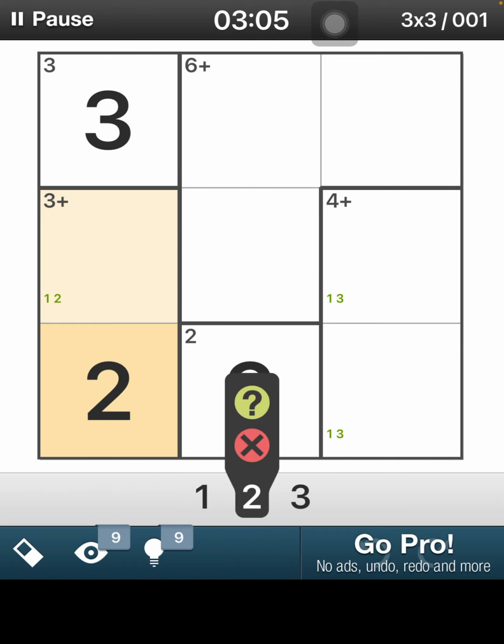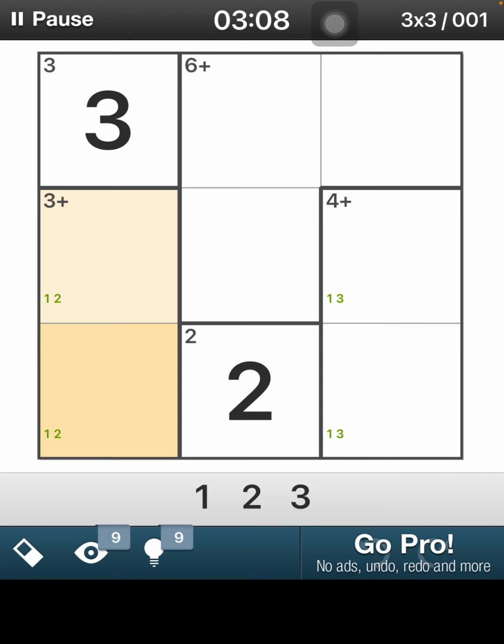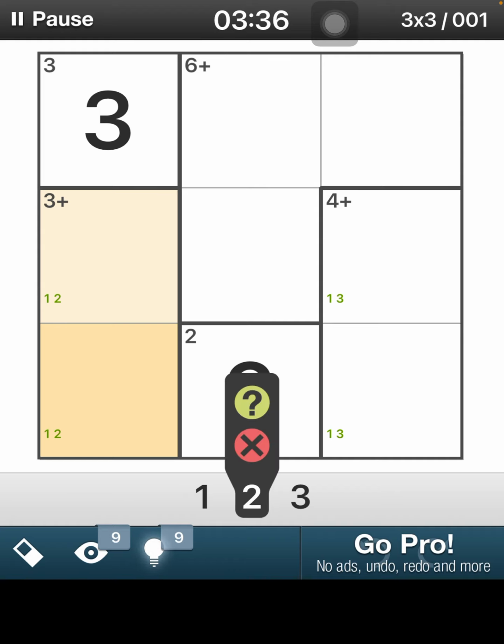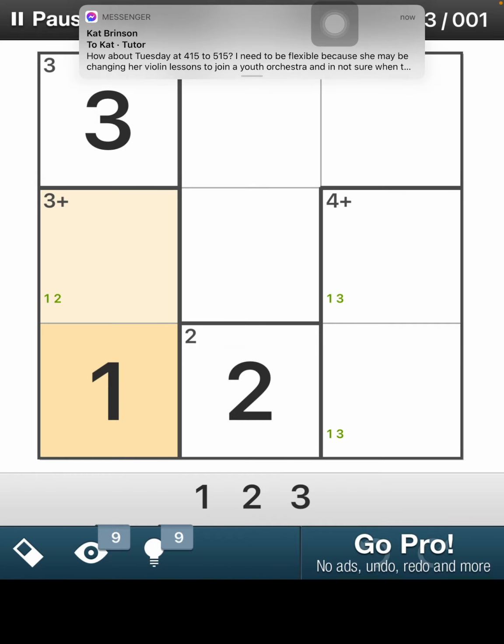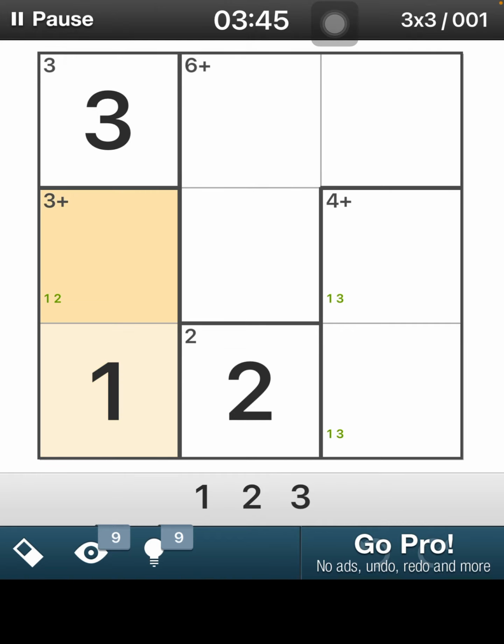No, this one, the one that I've highlighted in a darker yellow tint, which one do I know it cannot be? Which one do I know it is? I know because of this that it cannot be 2. So the only option is 1. And that would make this one a 2.